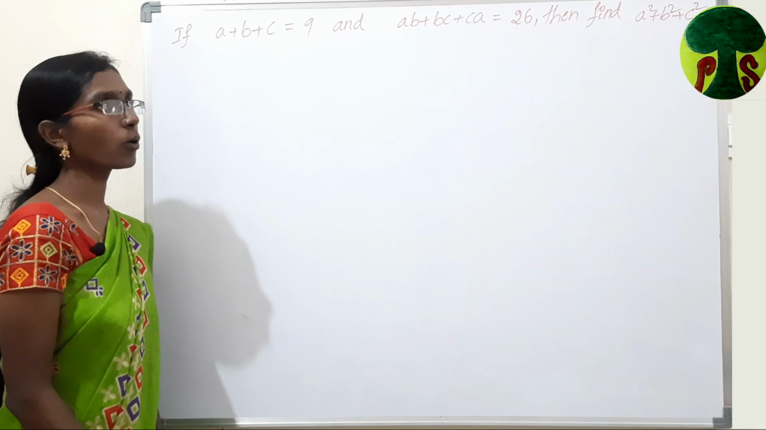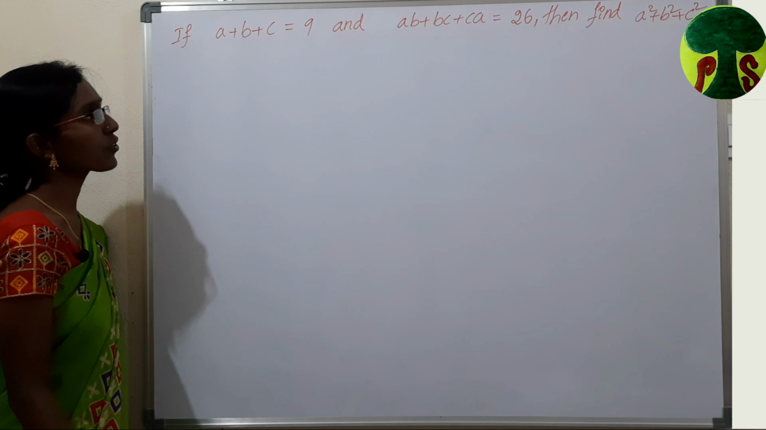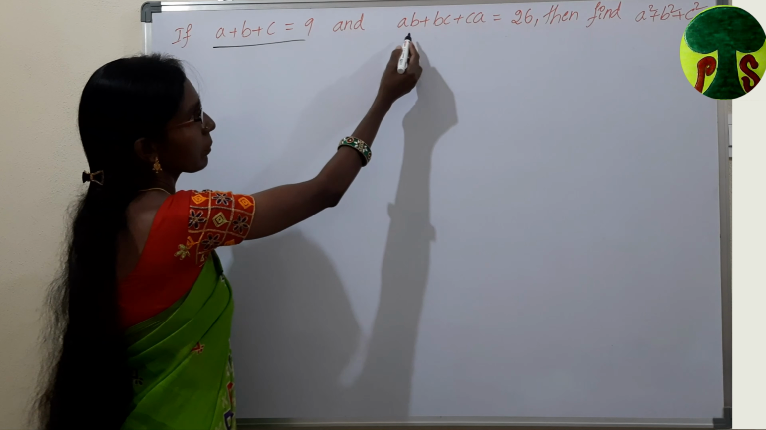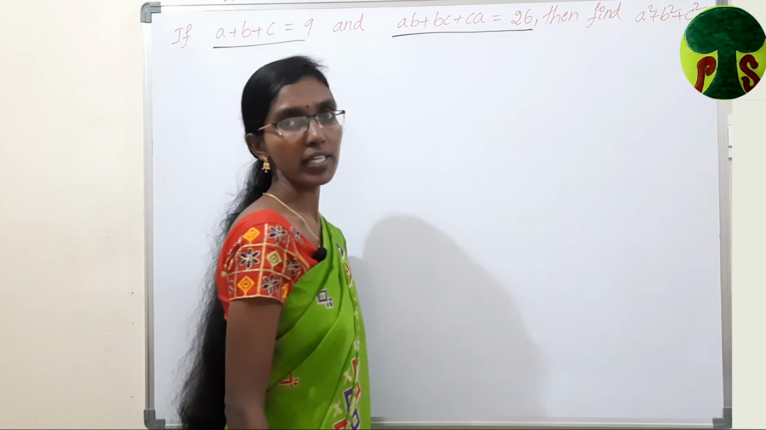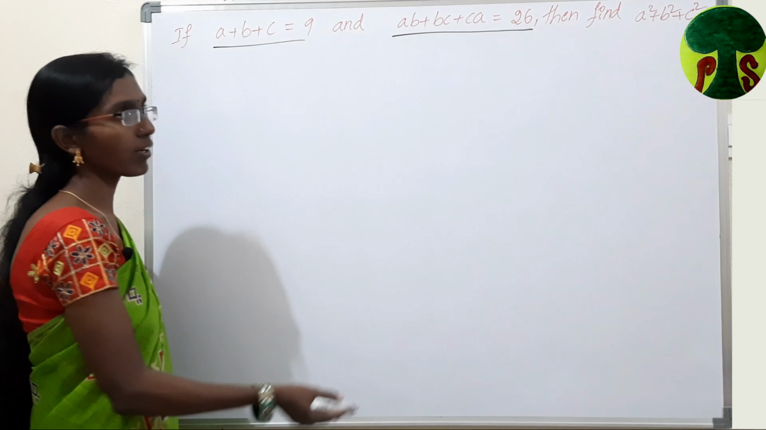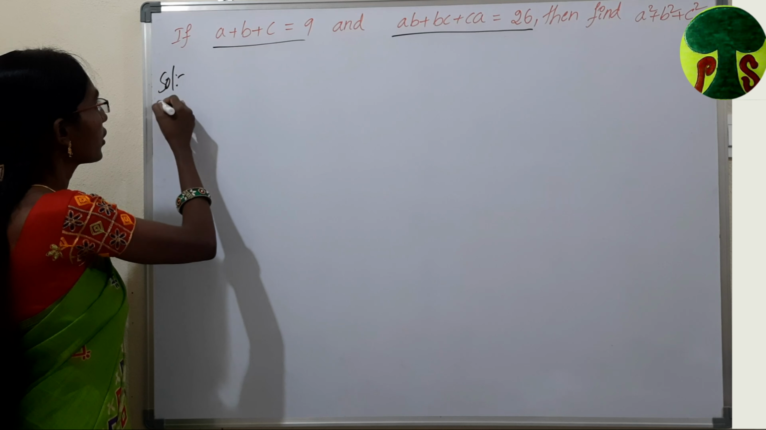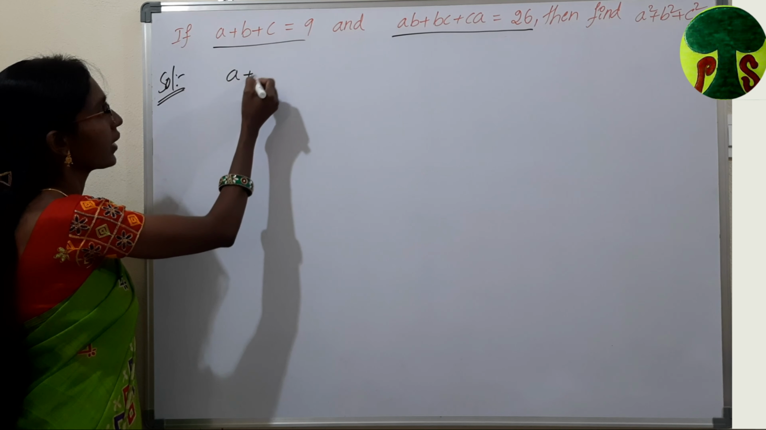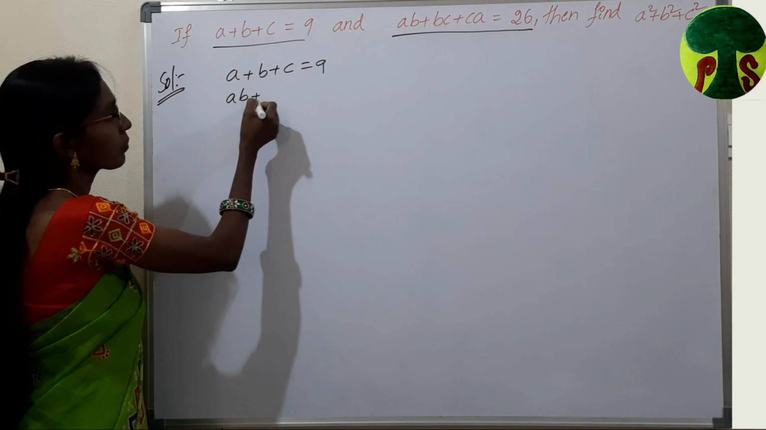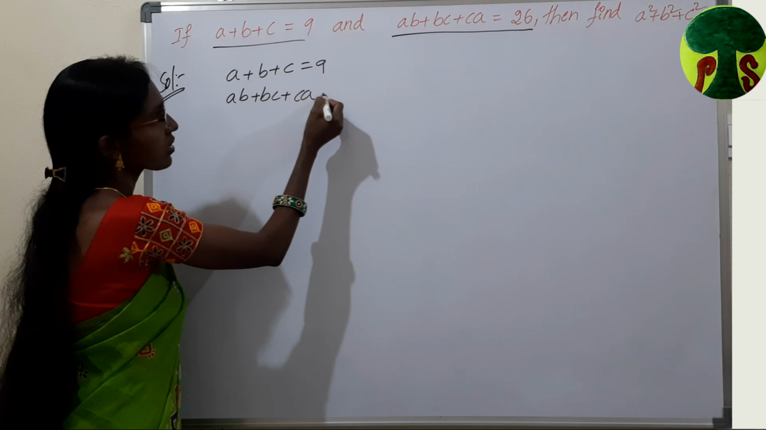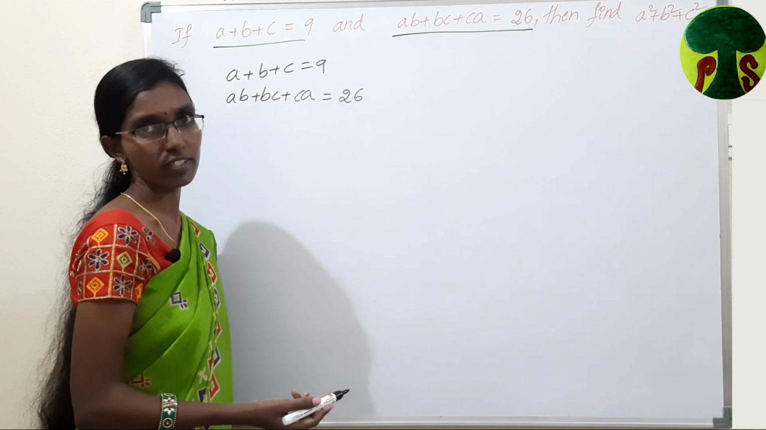Let us solve a different problem on identities. Here is the question. If a plus b plus c equals 9 and ab plus bc plus ca equals 26, then find a square plus b square plus c square. We have to find the value of a square plus b square plus c square. Here is the solution. The given data is a plus b plus c equals 9, ab plus bc plus ca equals 26. We need to find a square plus b square plus c square.